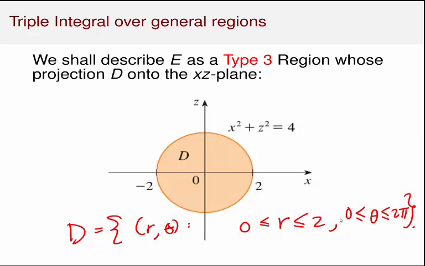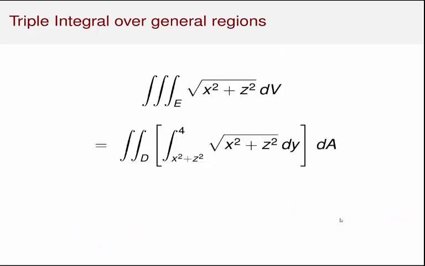Alright, we are now ready to calculate the triple integral. So as a type 3 region, we can convert this triple integral over E into a double integral over the projection, followed by the single integral with respect to the variable y, which is bounded below by the left hand surface, which is y equals x squared plus z squared, and is bounded above by the constant y equals 4, which is the right hand surface.